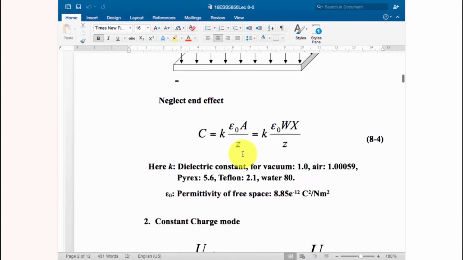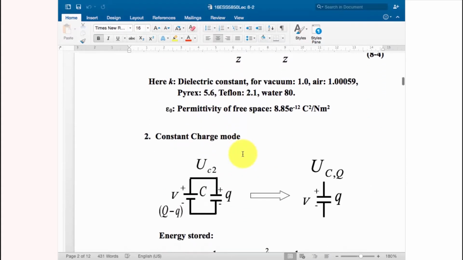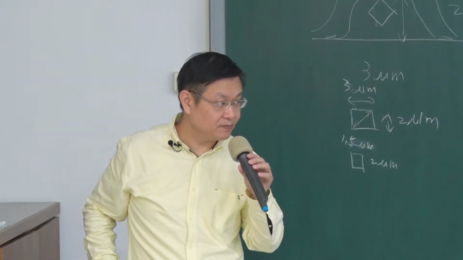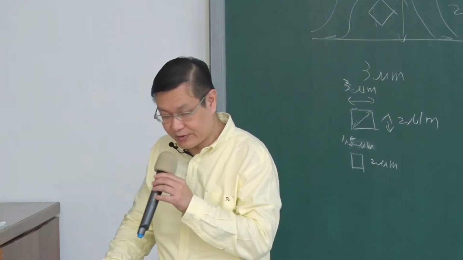Okay, now we can consider the operation at two different kinds of mode. The first we call the constant charge mode. The meaning of constant charge mode is that we operate the capacitor after we charge it, we take out the battery and leave only the small charge on the capacitor, and use this to do the actuation. This is the first type of operation.